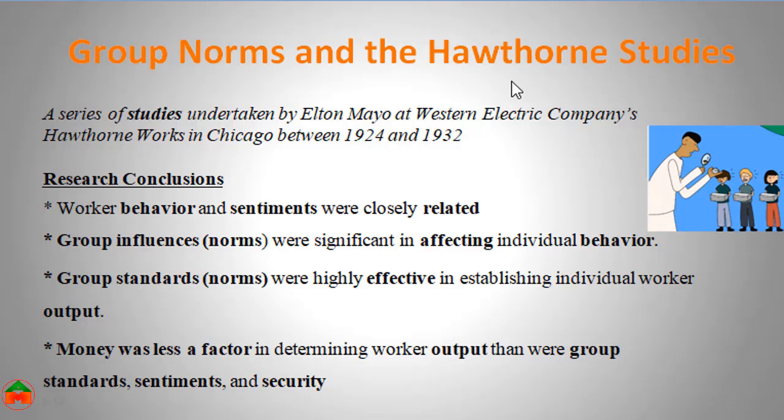That means the Hawthorne studies show that worker behavior and sentiments were closely related, and group influence, the norms, were significant in affecting individual behavior. Group standards or norms were highly effective in establishing individual worker output, and the findings also show that money was less a factor in determining worker output than were group standards, sentiments, and security.